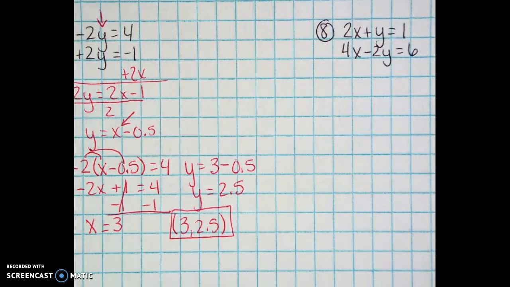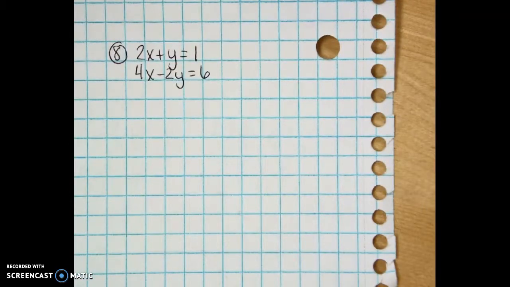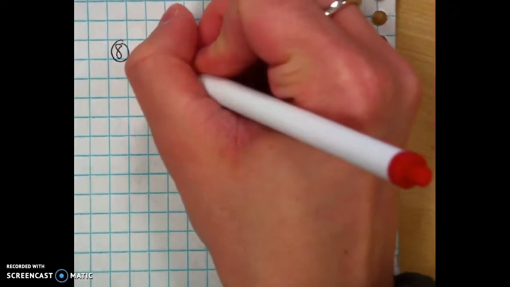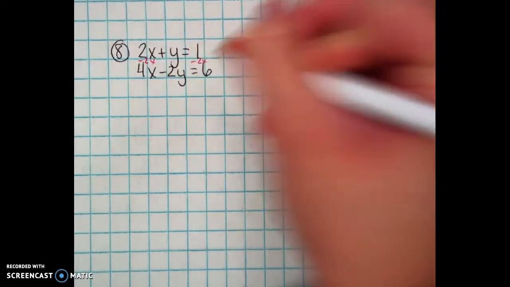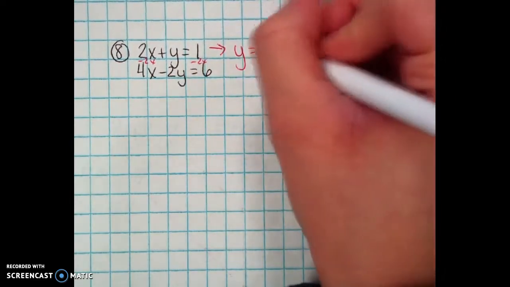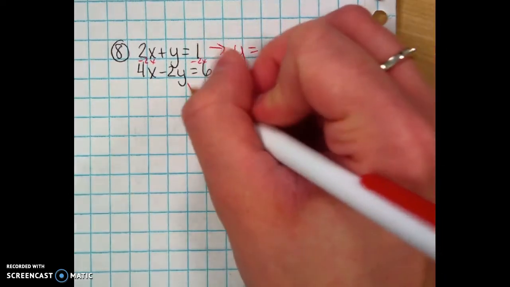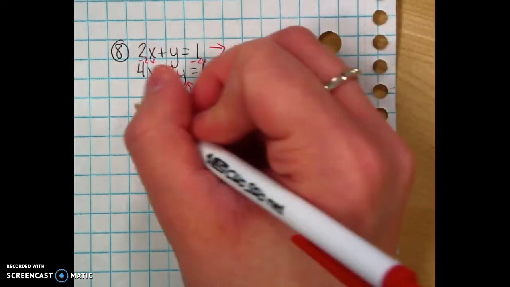Okay, last one is right here, number 8. Go ahead and get a variable by itself and then plug it in. Okay, for this one, I would subtract the 2x from both sides because that's just one step. That becomes y equals negative 2x plus 1. I'm going to plug that in for that y right there.